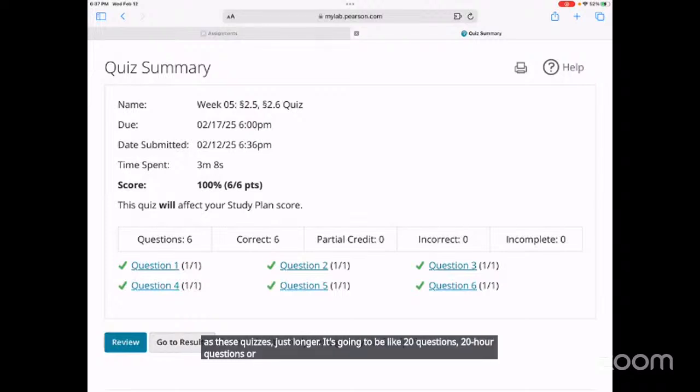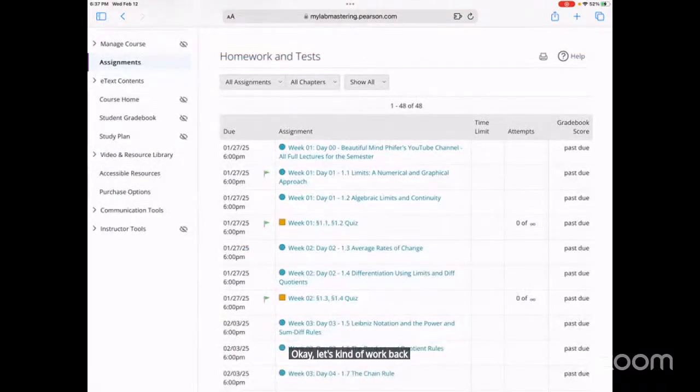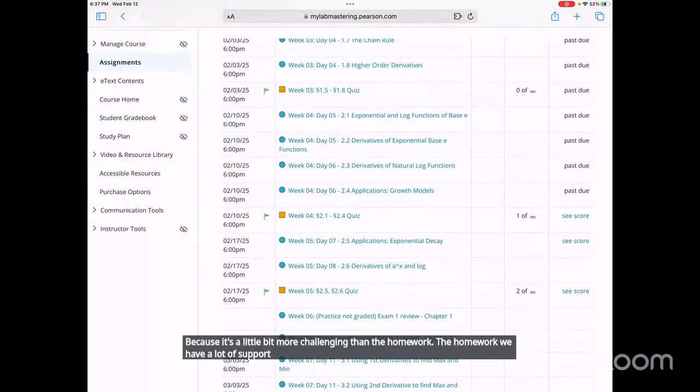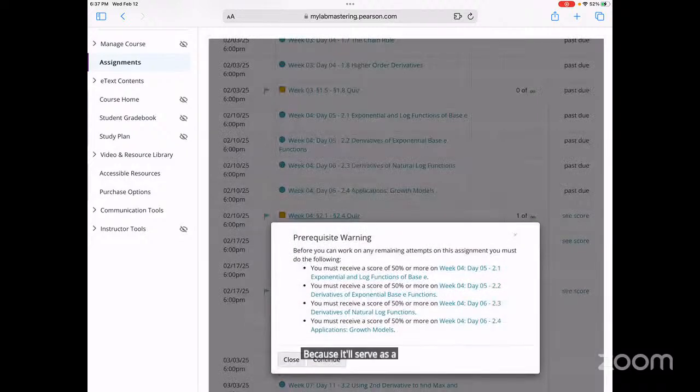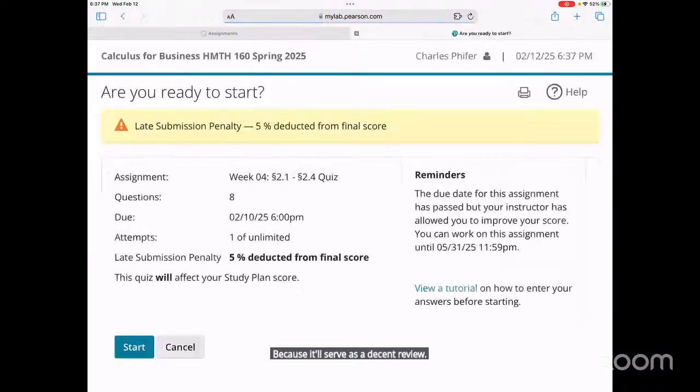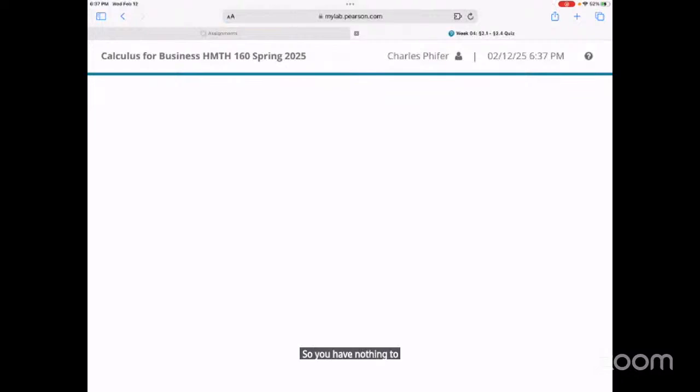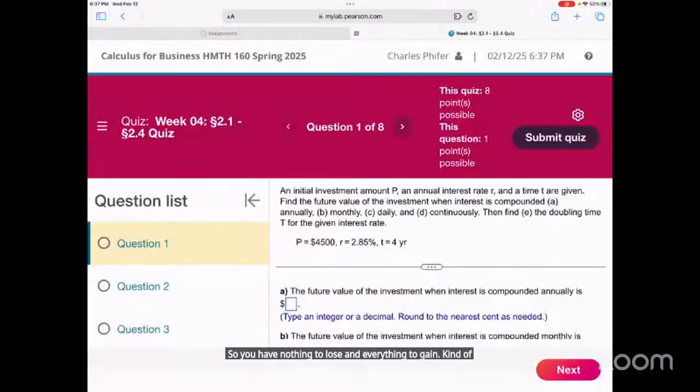Okay, so let's see. Let's kind of work backwards. I like the quizzes, right? Because it's a little bit more challenging than the homework. The homework, we have a lot of support. Let me do the previous quiz, continue, because it'll serve as a decent review. Unlimited attempts, the system is set to take your highest score. So you have nothing to lose and everything to gain, kind of deal. I'm gonna leave my calculator over here and clear.